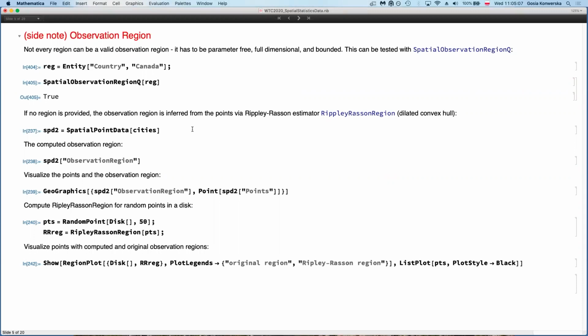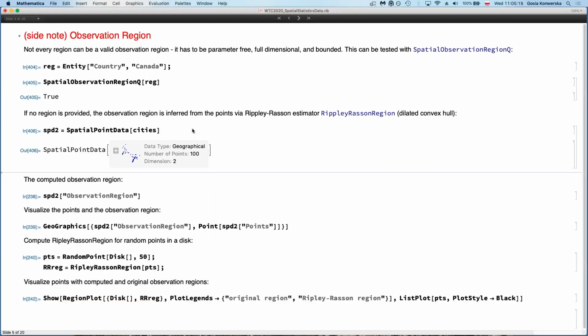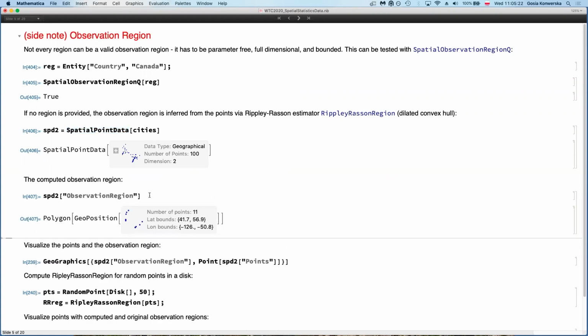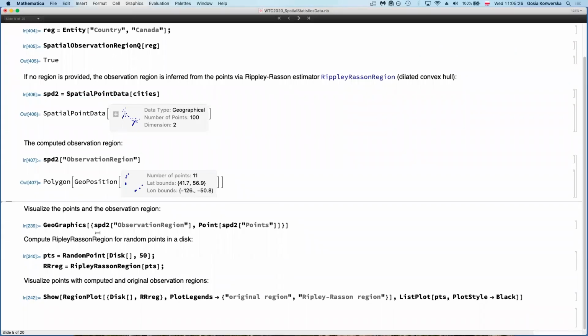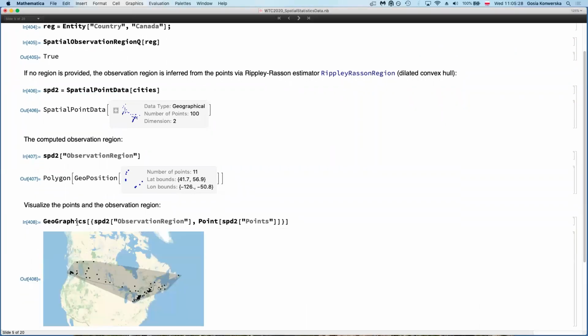And if the region is not provided, then it's going to be inferred from the points using the Ripley-Rasson estimator, which you can think of as a dilated convex hull. So here I create a spatial point data just with the cities, and I can extract the observation region, which is a polygon based on the geopositions. And you can visualize this region with the points.